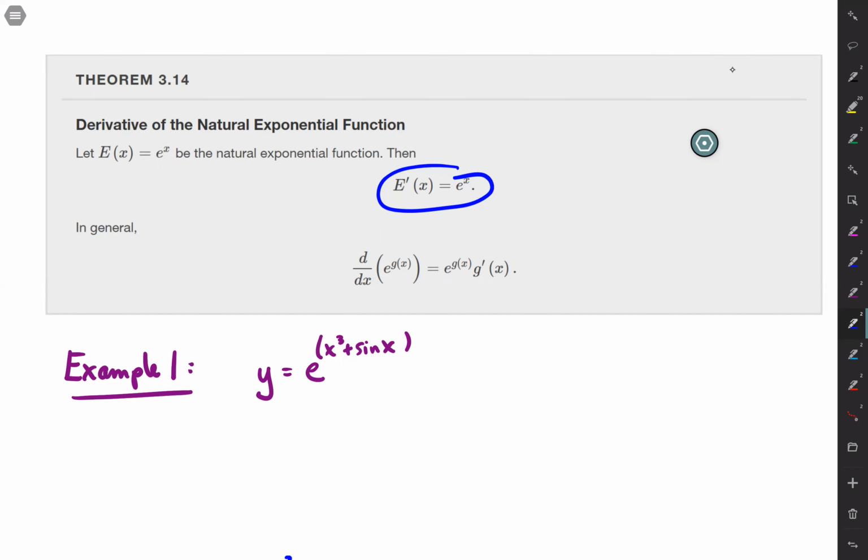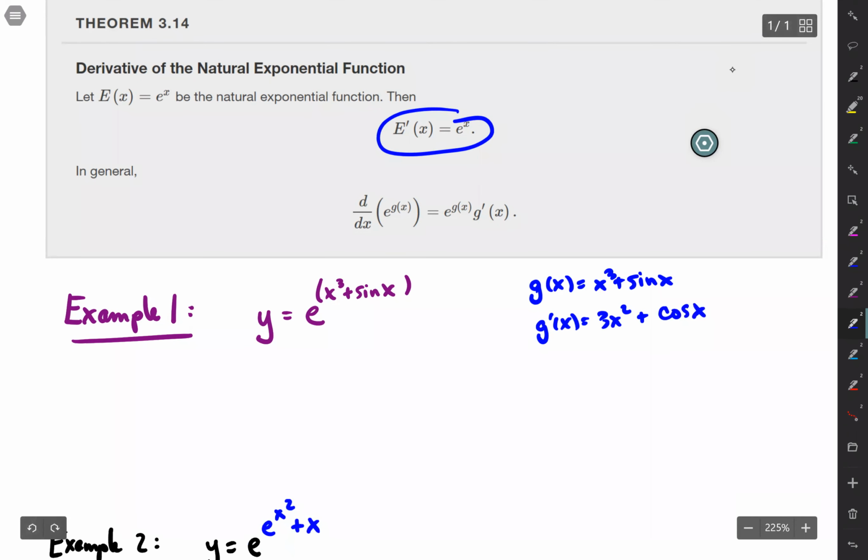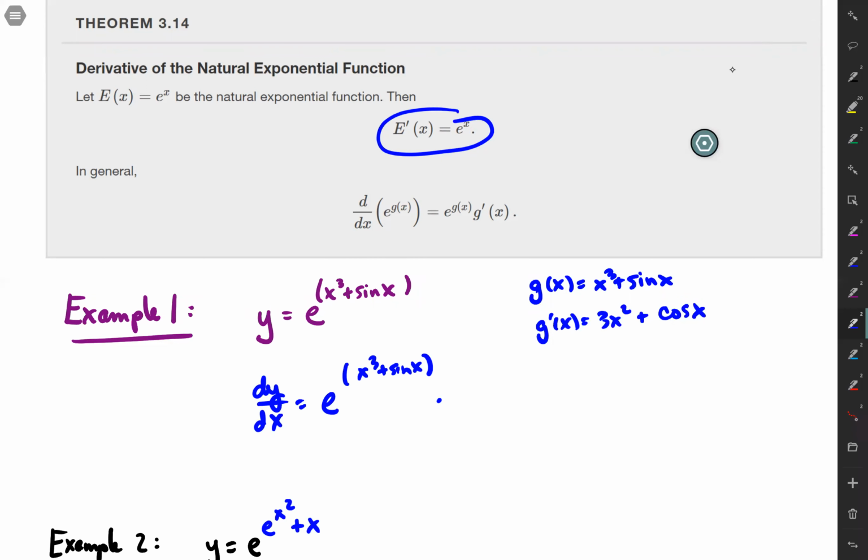So as a first example, let y be e to the x cubed plus sine x. Okay, so in this case, g of x is x cubed plus sine of x. So then g prime of x is 3x squared plus derivative of sine is cosine of x. And so what the exponential rule tells us is that dy dx is going to be e to the g of x, which is just x cubed plus sine of x, times the derivative of g. So that's 3x squared plus cosine of x.